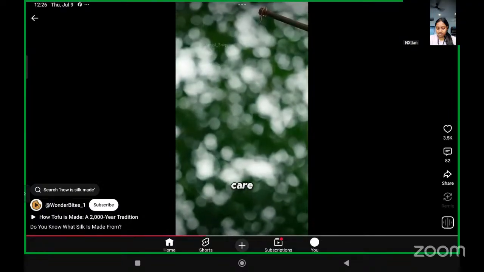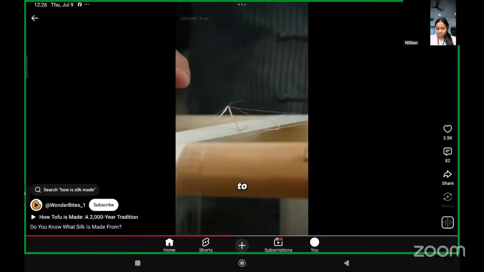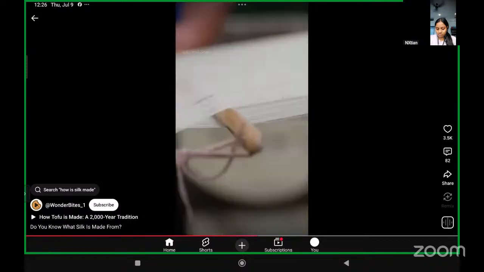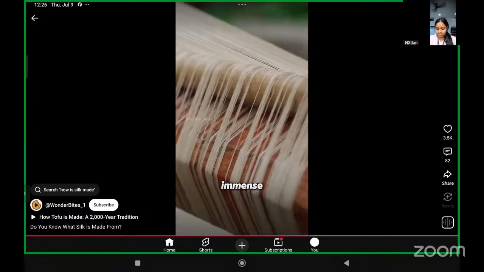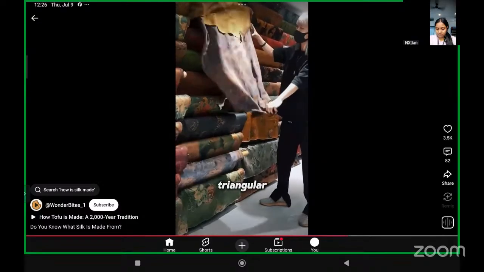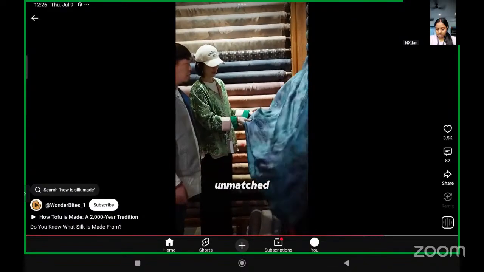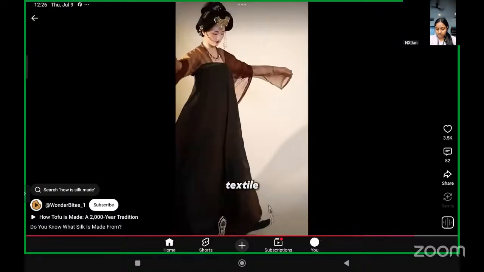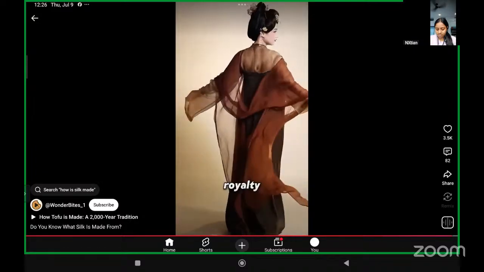Each step requires meticulous care. A single cocoon can yield an astonishing 2,600 to 3,900 feet of silk thread. On average, it takes about 1,500 cocoons to produce one silk garment, underscoring the immense effort and precious resources involved. Silk's unique triangular fiber structure reflects light, giving it a natural sheen and an unmatched elegance. Once a symbol of power and prestige, this rare textile was so treasured in ancient times that it was reserved exclusively for royalty.